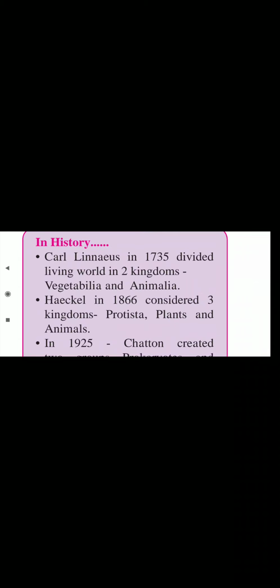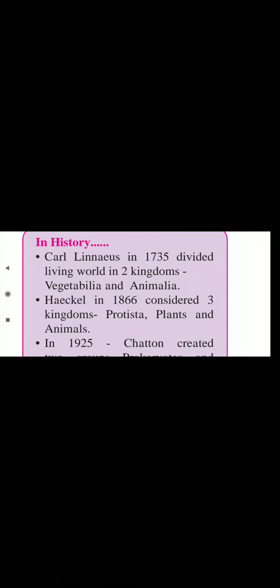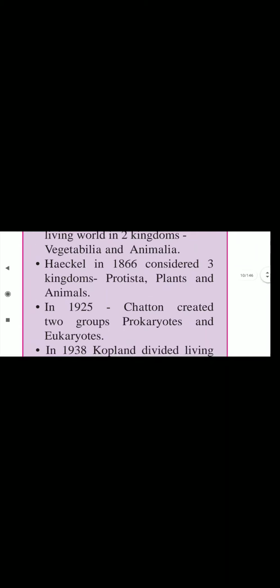If you see, first Carl Linnaeus in 1735 divided the living world, meaning all living organisms, into two kingdoms. And which are those two kingdoms? That is Vegetabilia and Animalia. After that, in 1866, Haeckel divided these living organisms into three groups, that is Protista, plants and animals.